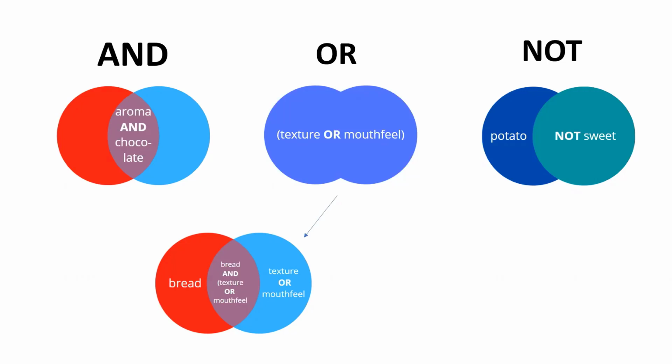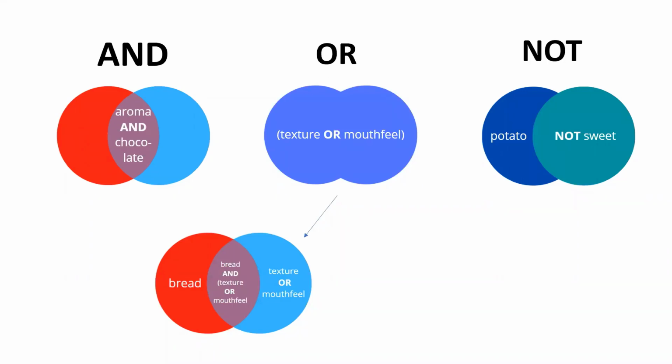OR broadens. So when you connect two search terms with OR, you're saying that either one is okay. So you might have a search texture or mouthfeel, and that's saying that you are happy to have results that have the word texture in them. You're happy to have results that have the word mouthfeel in them. And if they happen to have both texture and mouthfeel in them, that's absolutely fine. So you're using two different words to capture basically one concept or something that you specify is a concept for the purposes of your search.